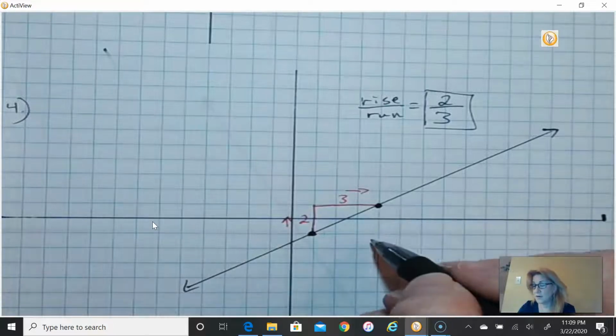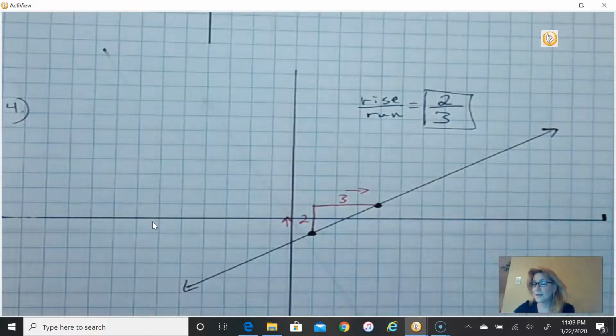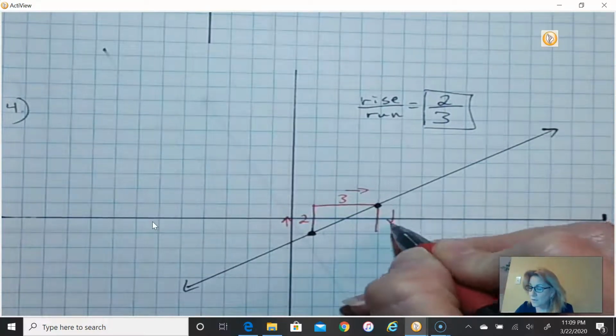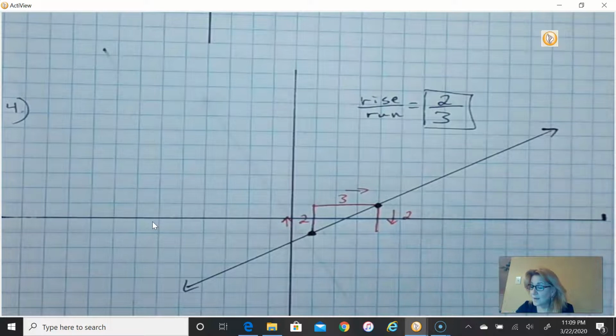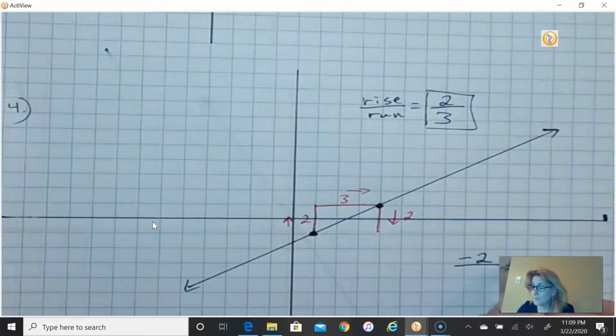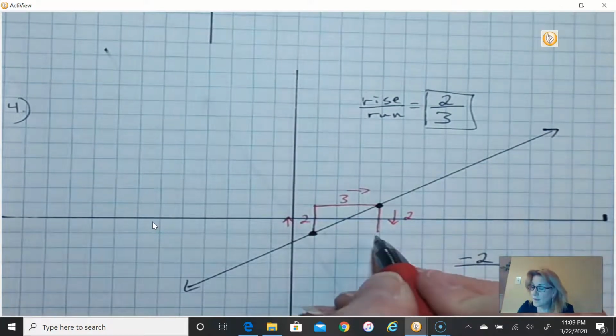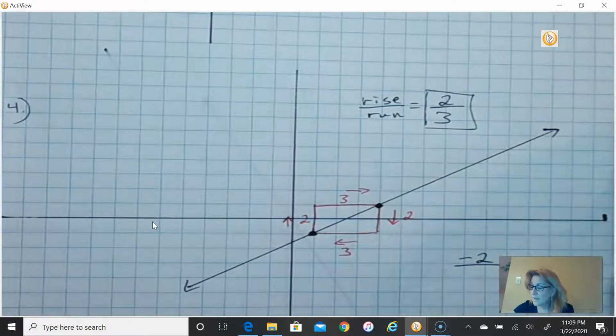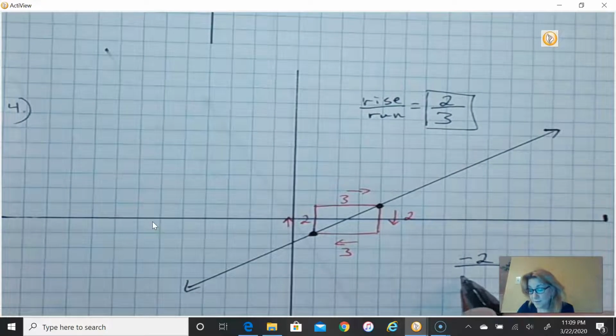Now, could you go down and over? Yes. Let me show you that. Let's say you want to go down 2. That would be -2. And then left 3. That, again, if it's left, it's -3.